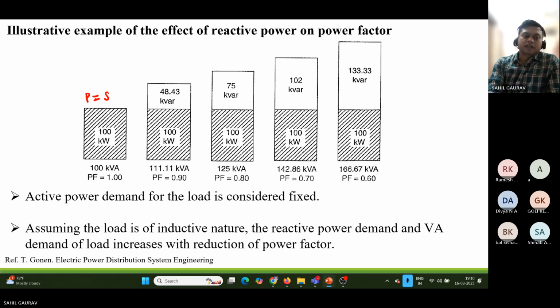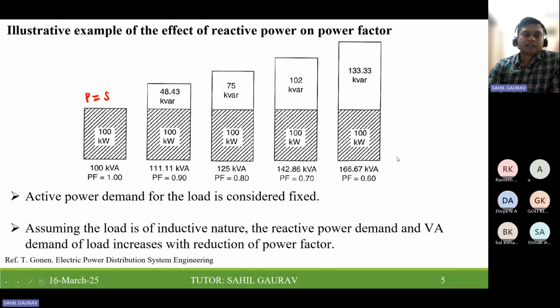Now if you refer to the Turan Gonen book, there you can see the significance of reactive power compensation. In this case, you see the effect of reactive power on power factor. In the first figure, the apparent power is equal to the active or real power, with no reactive power. So in that case, your power factor comes out to be unity, or 1.